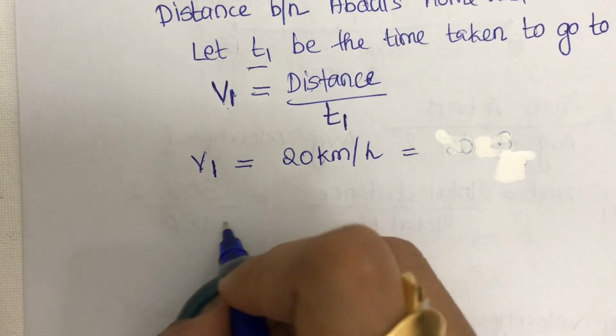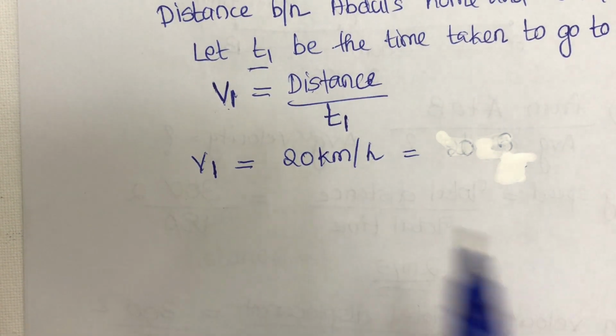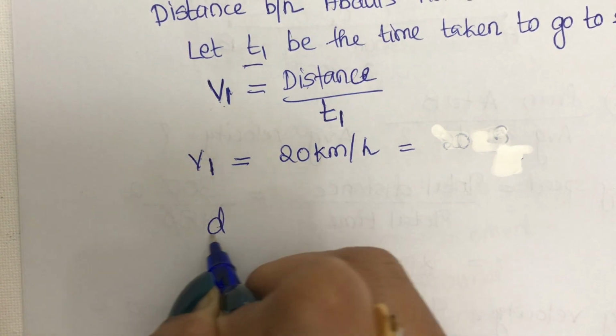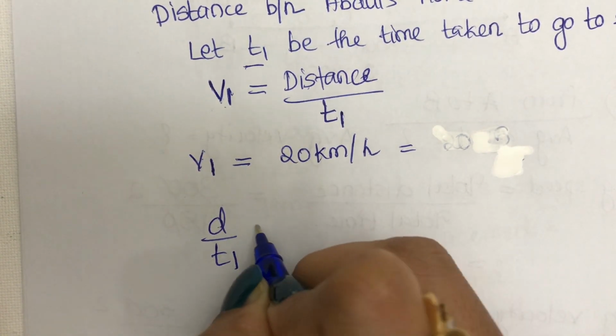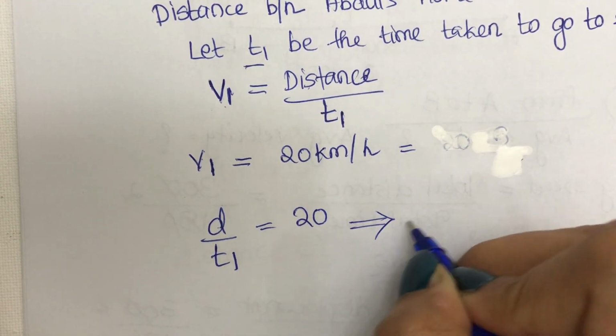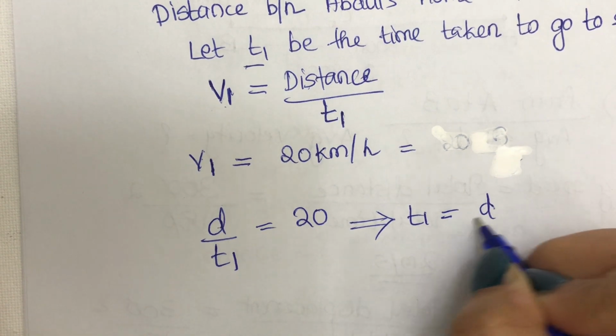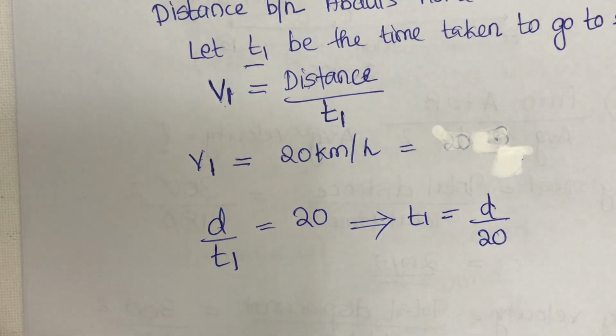Okay, so what is the distance D? The D from A to B, it's D. So D by T1 is equal to 20. So what will be T1 here? T1 is D by 20, right?